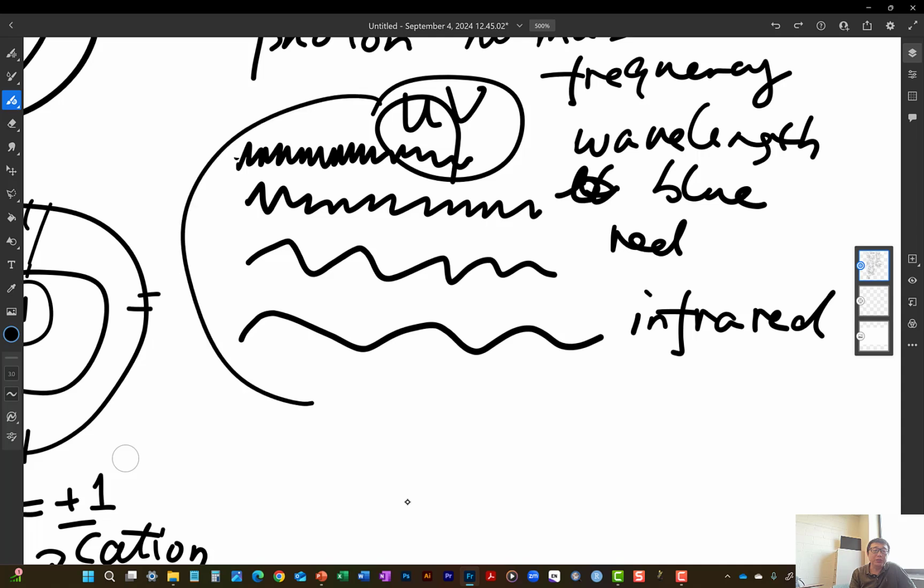What can UV do to us? They can damage DNA. There are two ways it can damage DNA. Some of those lights can break down the DNA directly. Some of those can generate ROS.